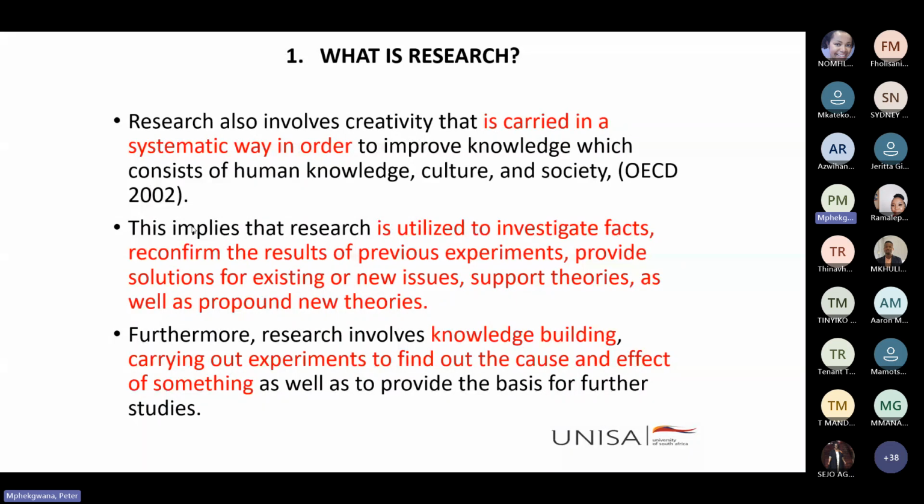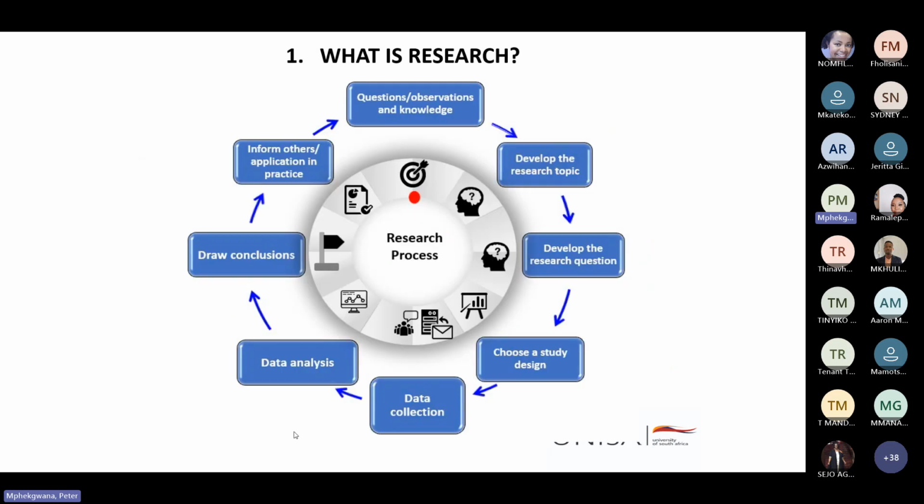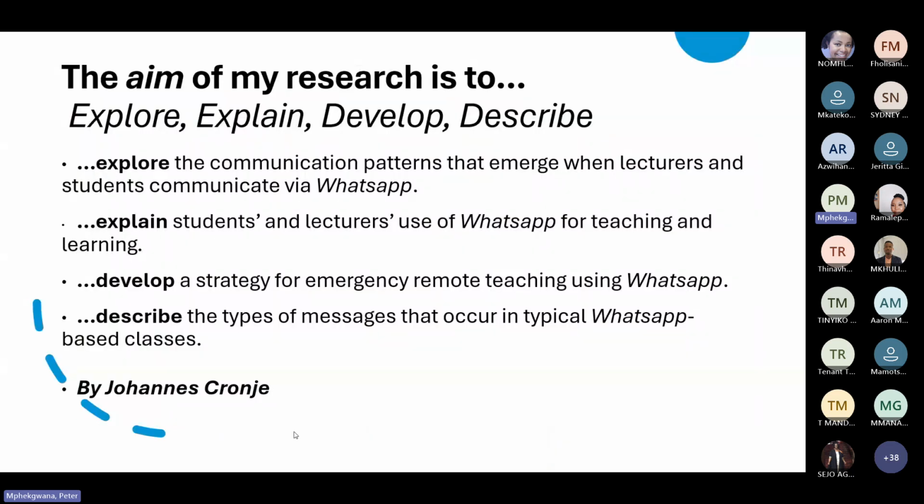Investigate facts, confirm, provide solution, support theories. So once you know that, then here it becomes very simple. When you write your research, you'll say that the aim of your research is either you want to explore, or you want to explain why things are like this.